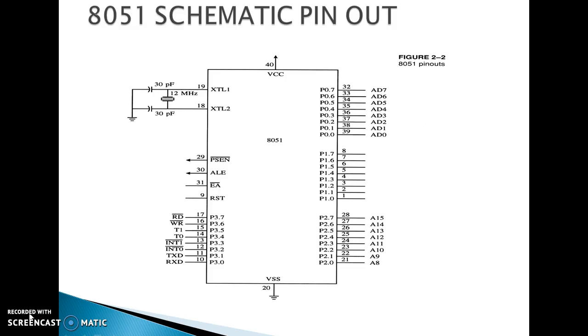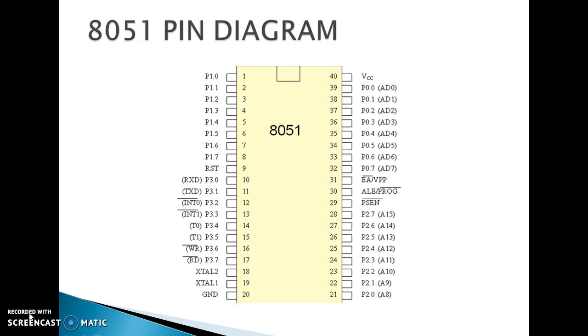And this is a schematic pinout of the 8051 microcontroller. We have 4 ports and extra pins: reset, ALE, PSEN and EA. Then 2 crystal pins are available. In between we have a crystal to produce the 12 MHz frequency for the 8051 microcontroller.